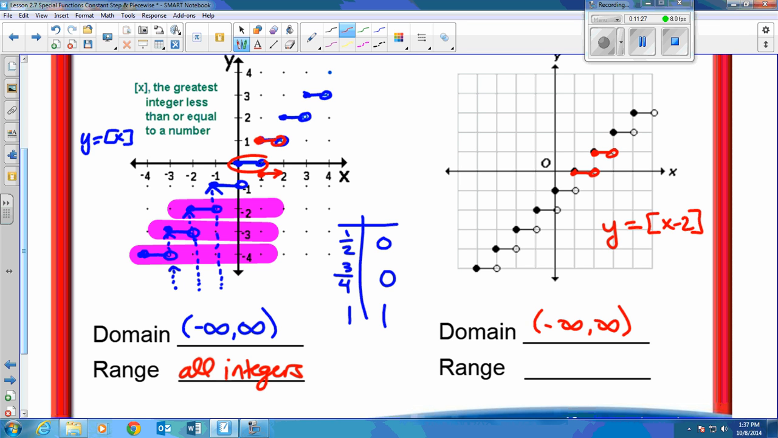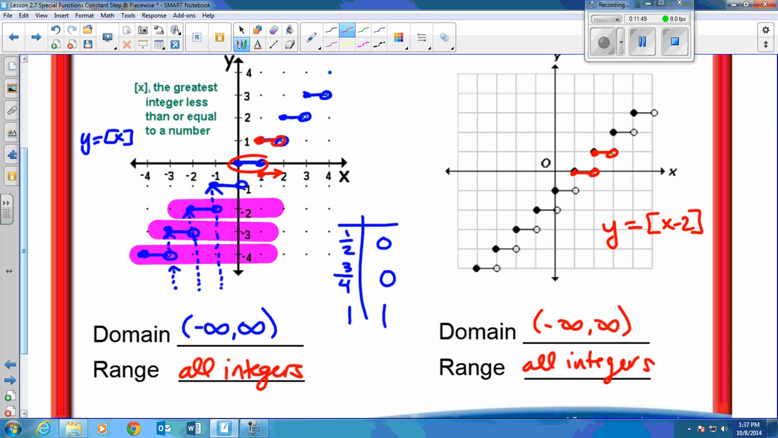And what about my range? It's still the same thing. It's all integers. So if I move a graph left and right, that typically changes my domain. If I move it up and down, that changes my range. If my domain was everything and I move it right or left, it's still everything. Infinity moved to the right is still infinite.